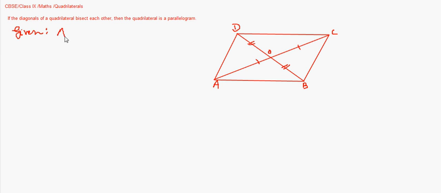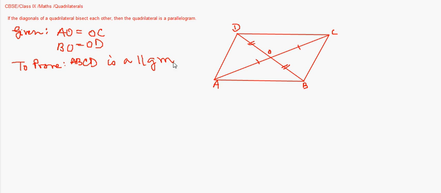We write AO given to be equal to OC, and then we write BO equals OD. We have to prove ABCD is a parallelogram. Now to do so, obviously we have to prove the opposite sides parallel. So we start the proof.